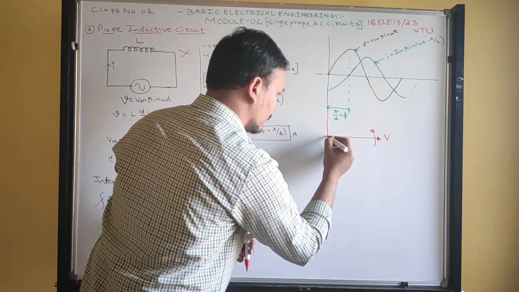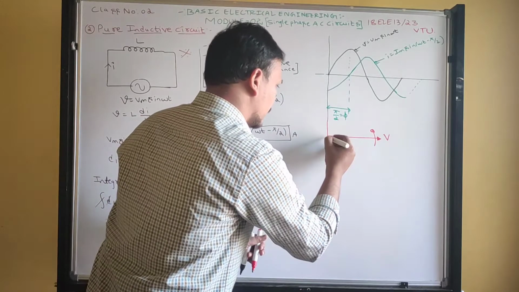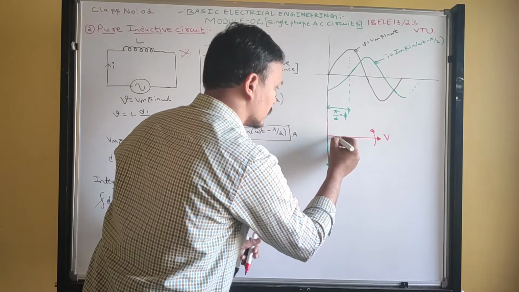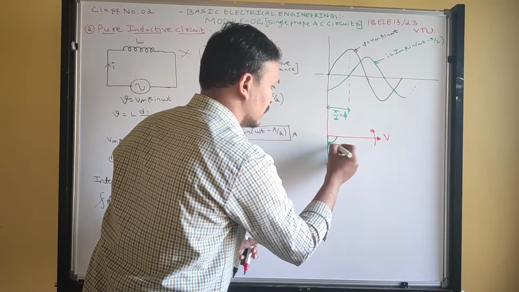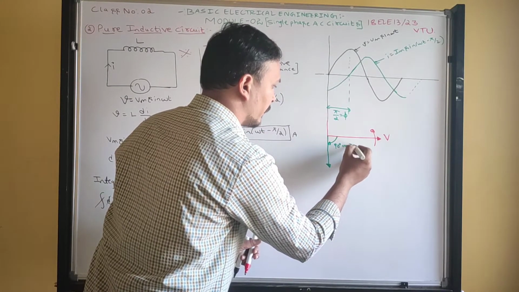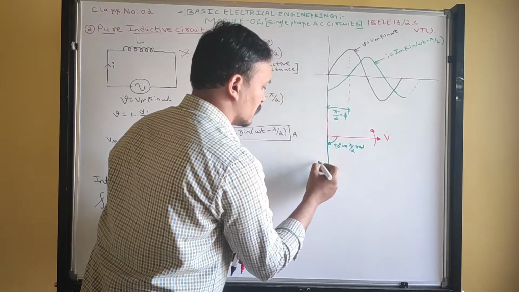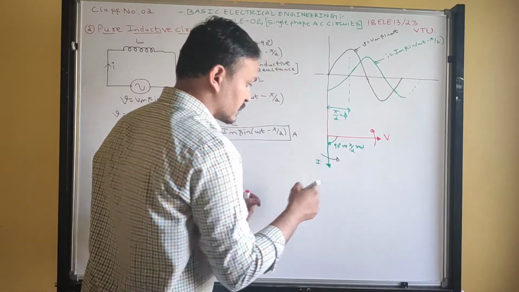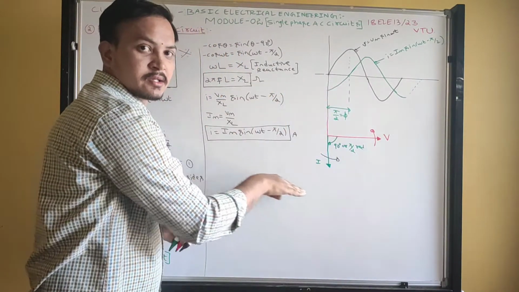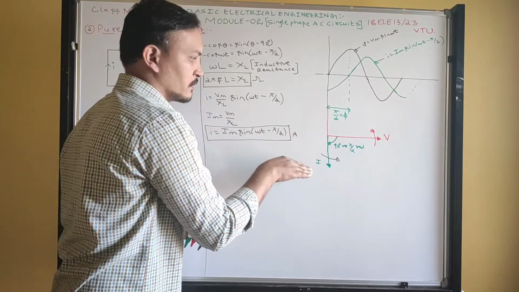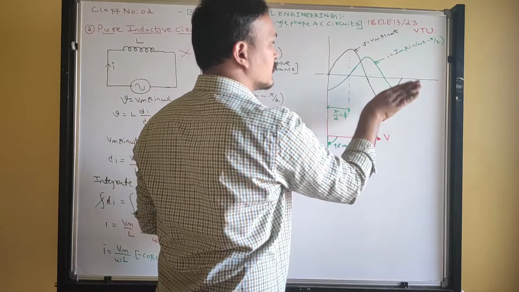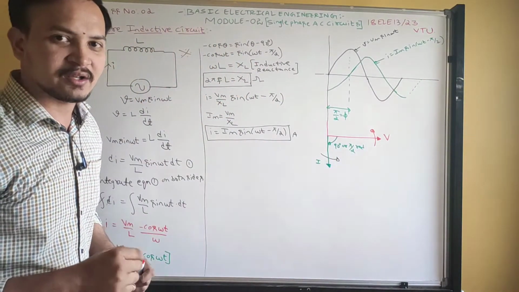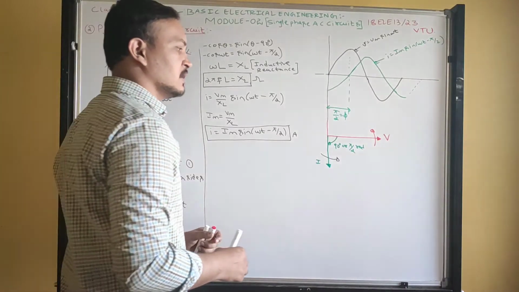So with respect to voltage, current lags the voltage by 90 degrees. What is the angle? 90 degrees, or pi by 2 radians. What is this phasor? Current phasor. How to rotate this phasor? You have to rotate it in the anti-clockwise direction. One anti-clockwise rotation of this phasor gives one alternating cycle. But what is the phase angle difference between voltage and current in a pure inductive circuit? 90 degrees. Very good.